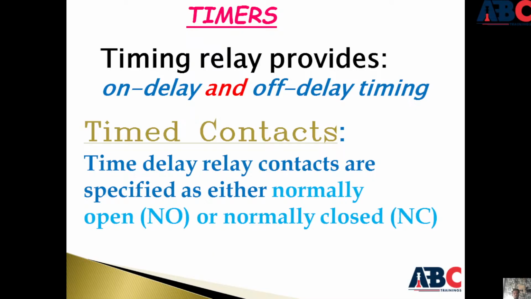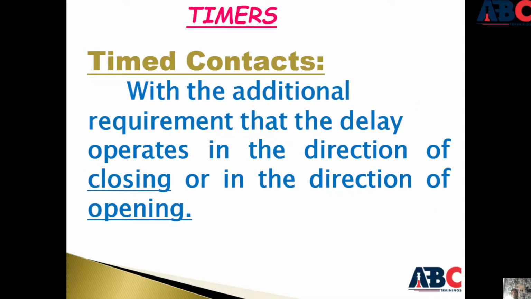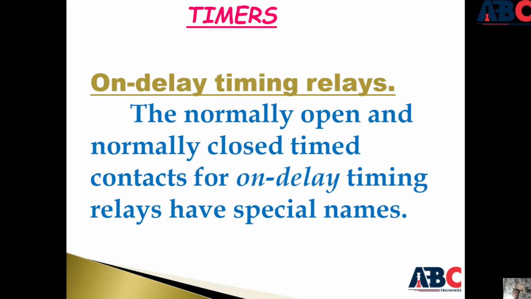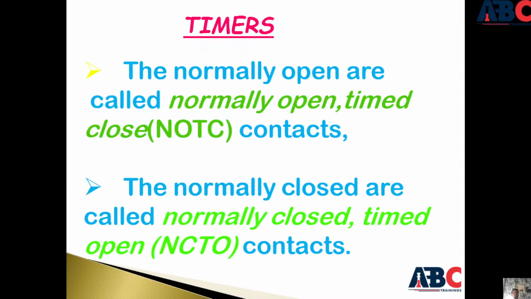Timing contacts. Time delay relay contacts are specified as normally open or normally closed contacts, with the additional requirement that the delay operates in the direction of closing or in the direction of opening. The four basic types of time delay relay contacts fall into two groups: on delay and off delay. On delay timing relays have special names for their normally open and normally closed time contacts. The normally open are called NOTC, normally open timed closed contacts. The normally closed are called NCTO, normally closed timed open contacts.